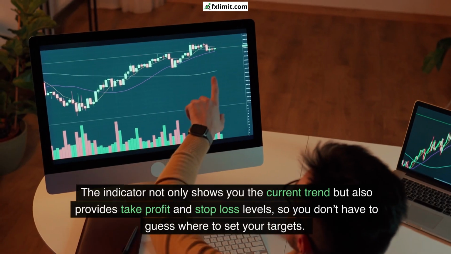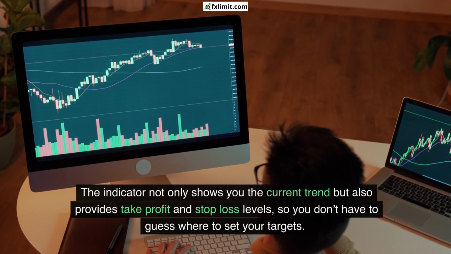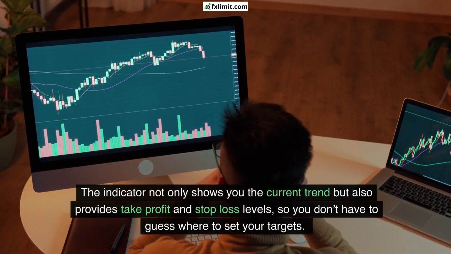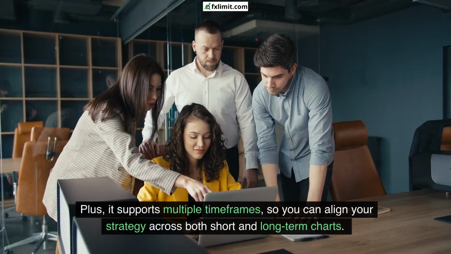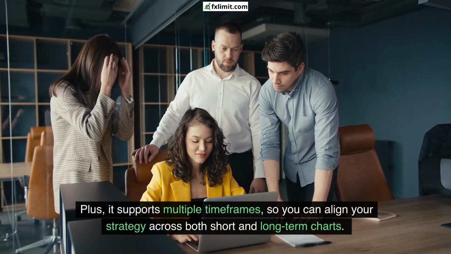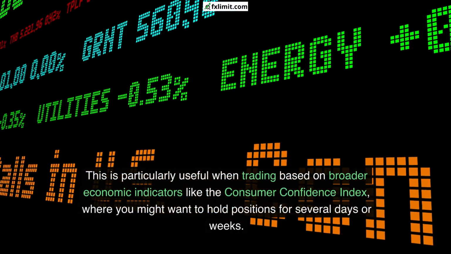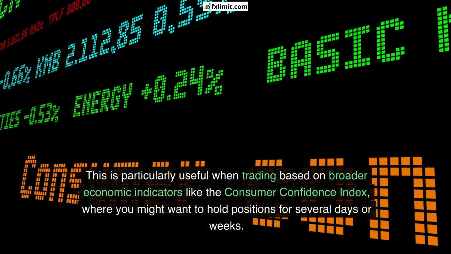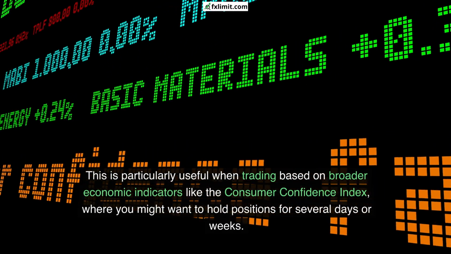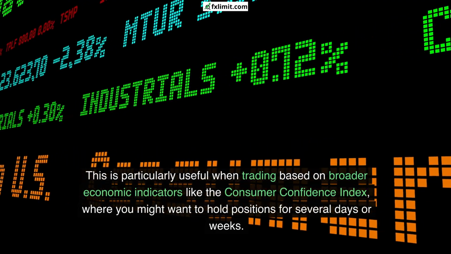The indicator not only shows you the current trend but also provides take profit and stop loss levels, so you don't have to guess where to set your targets. Plus, it supports multiple timeframes, so you can align your strategy across both short and long-term charts. This is particularly useful when trading based on broader economic indicators like the Consumer Confidence Index, where you might want to hold positions for several days or weeks.